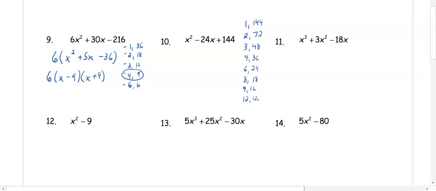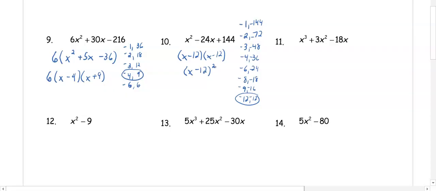So if we are multiplying to a positive and we are adding to a negative, all of our numbers are going to be negative here. So the combination that would add to negative 24 is negative 12 and negative 12. So we would have x minus 12 and x minus 12. Because it's the same factor, you could write it as x minus 12 squared.